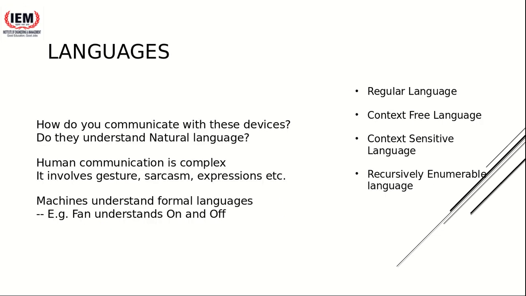Next, we will move to languages. As I told you, the subject deals with 2 main parts, languages and automata. I have just shown you there are 4 types of different machines. Similarly, there are 4 types of languages as well. For 4 machines, we have 4 languages. Okay. So, before going into that, what is a formal language? Why is it required? See, we human beings communicate using natural languages, right?